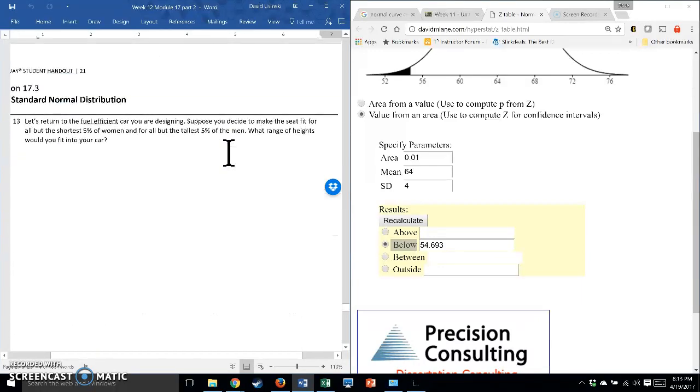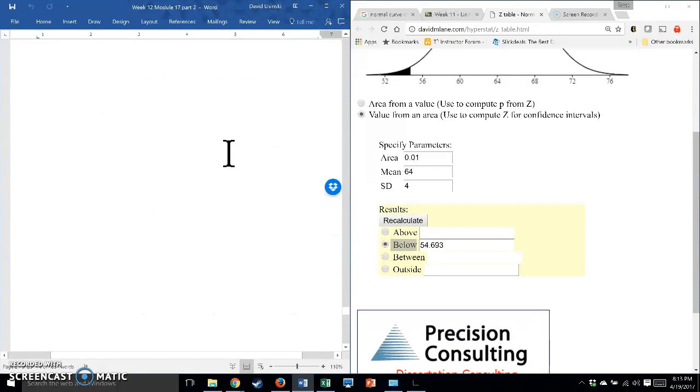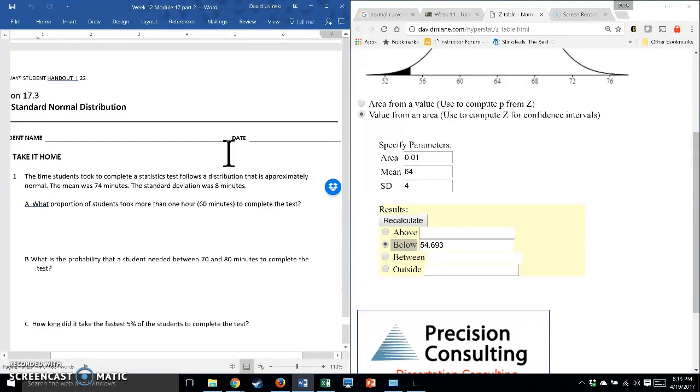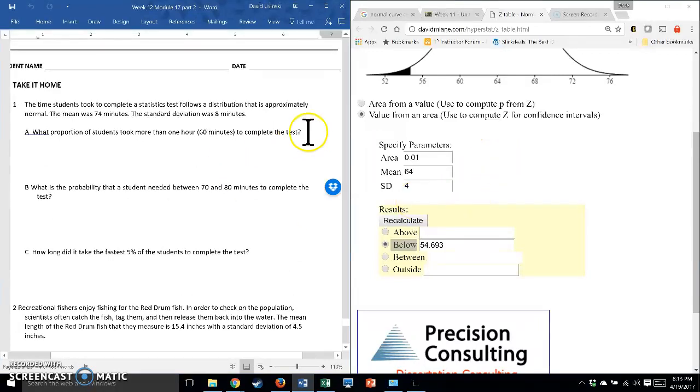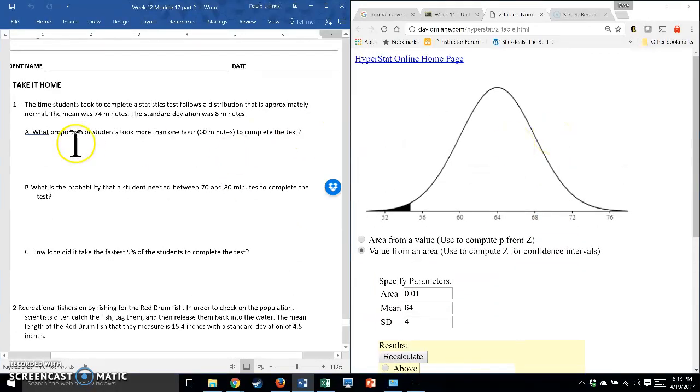All right, finally, let's do one more example. I'm going to skip down to page 22. And let's do all of these questions on page 22. All right, so it says, the time it took for students to complete a statistics test follows a distribution as approximately normal. The mean was 74 minutes, and the standard deviation was 8 minutes. What is the proportion of students that took more than 1 hour, 60 minutes to complete the test?